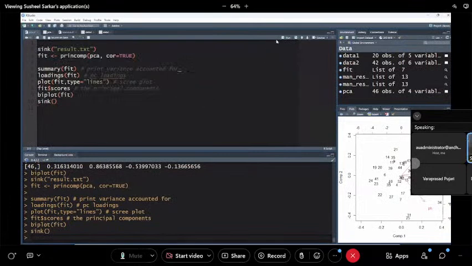Yes, it's visible, hopefully. Isn't it? Yes, sir.